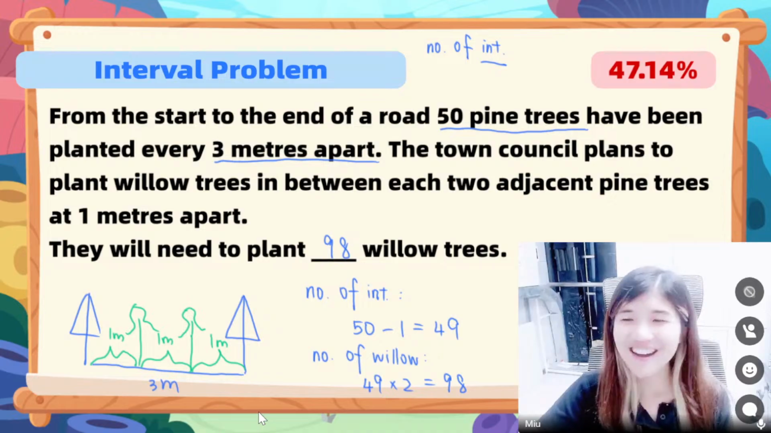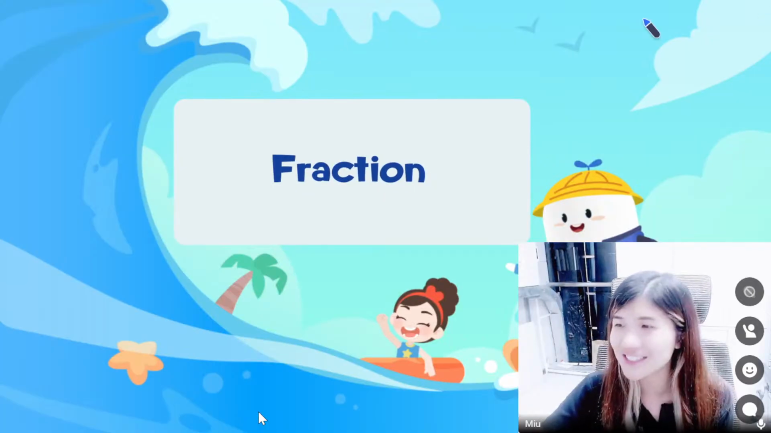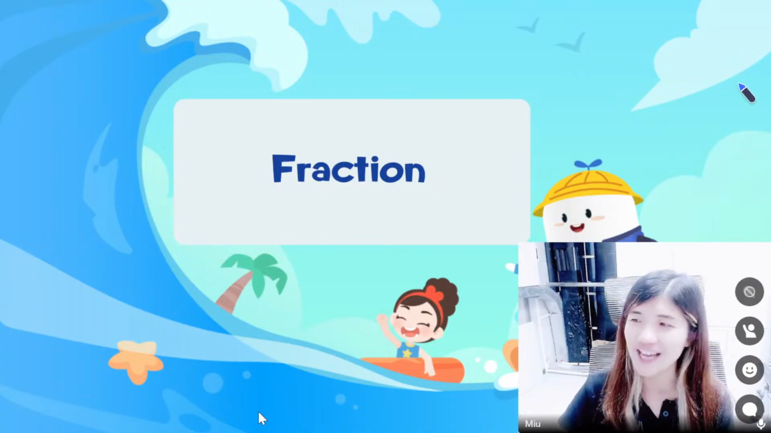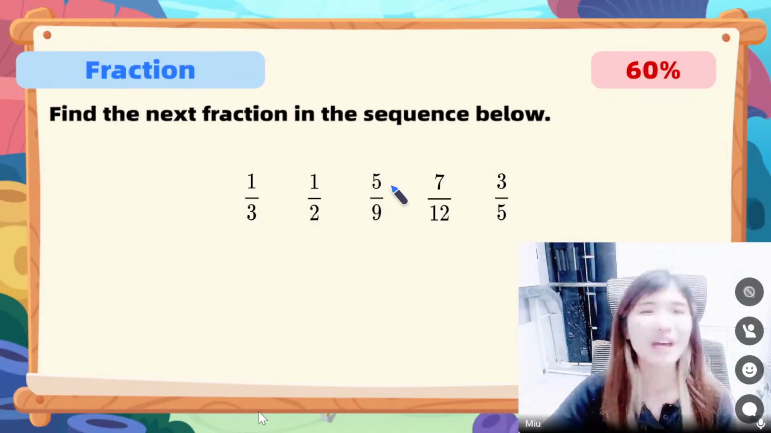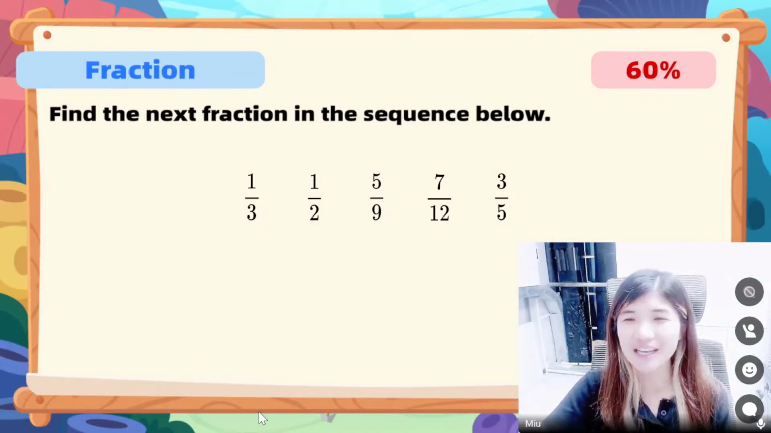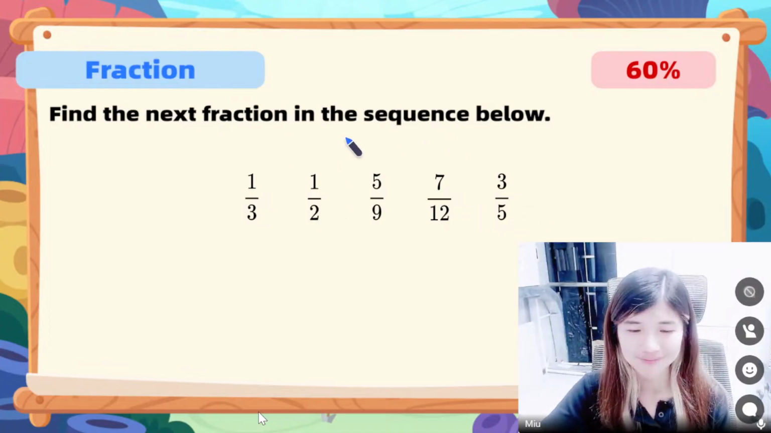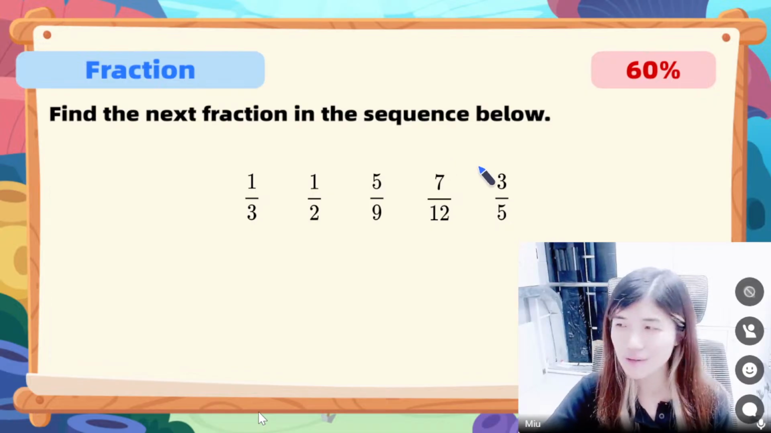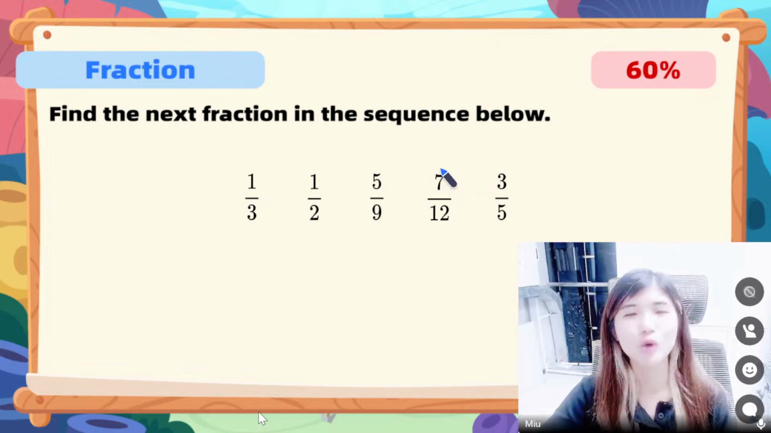Right? After the word problems, we also talk about fractions. For fractions, there are several very difficult questions that some of you didn't get correct. For example, this one. Only 60% of you got it correct. It says find the next fraction in the sequence below. Do you still remember how? Do you still remember what's going on? No. Okay. Good to hear is no.